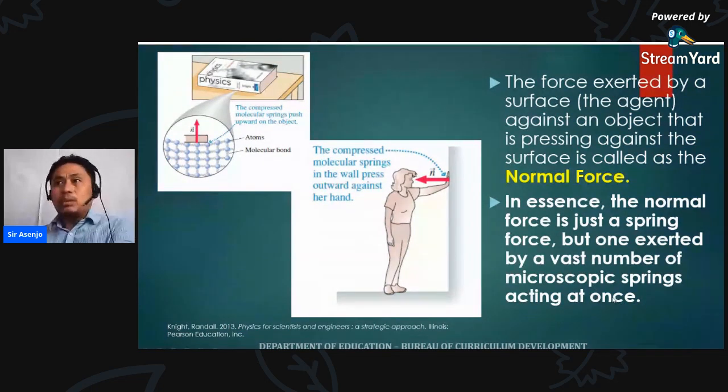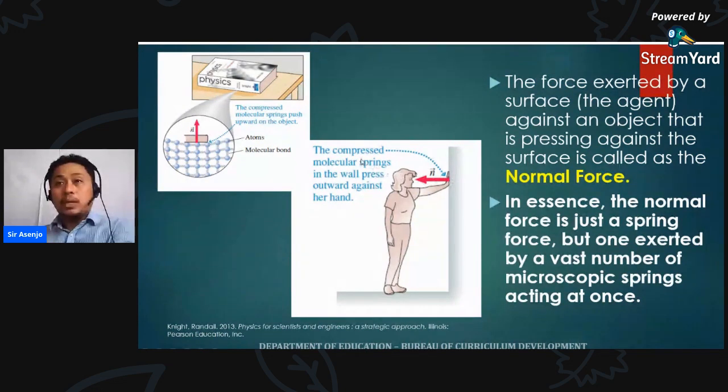So, you see the difference now between normal force and spring force? There, the agent is a spring. But in this case, for normal force, it could be a surface. In this case, physics books on top of the table. The agent of the normal force is the surface of the top of the table. In this case, a girl pushing the wall. The agent of the normal force is the surface of the wall.